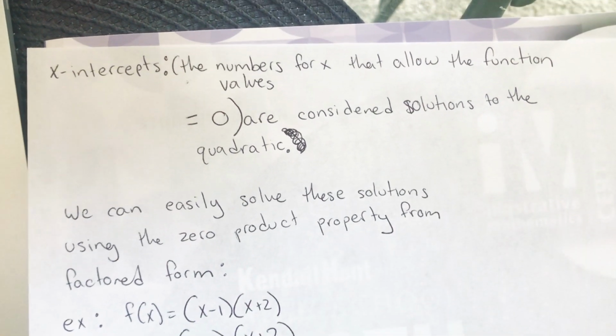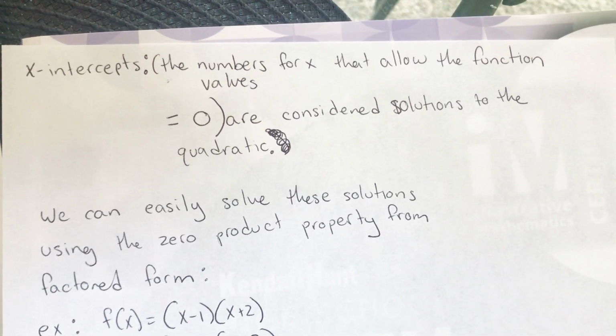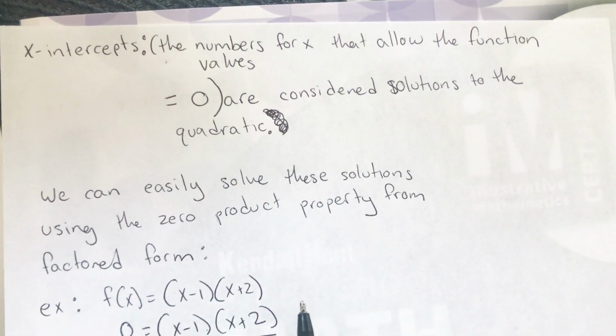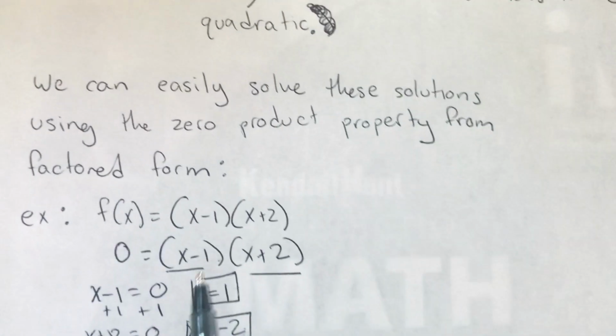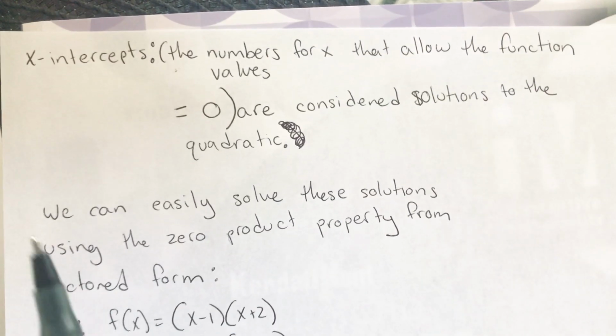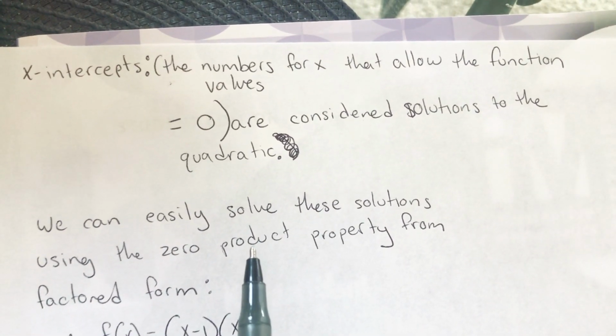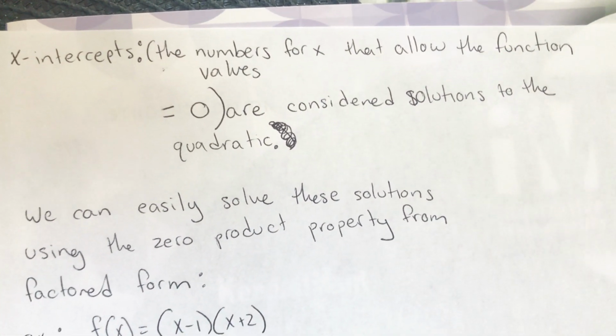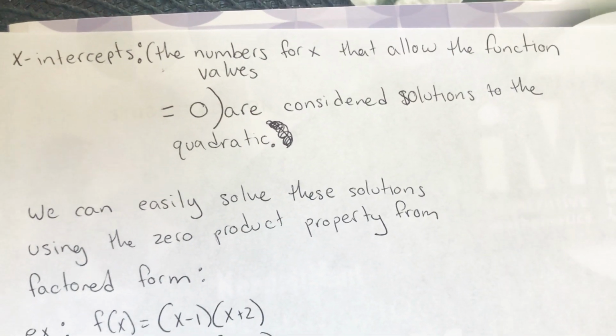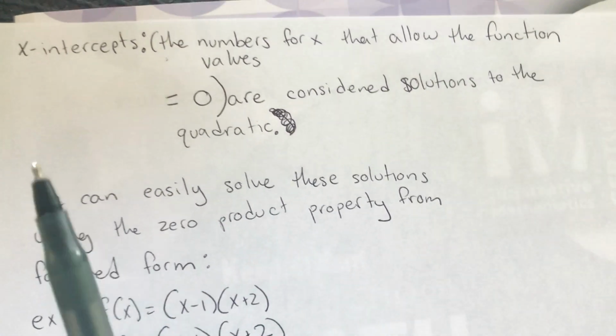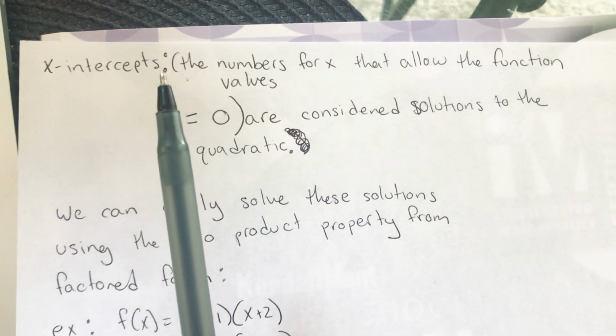Last lesson we learned how to find the solutions to a quadratic in factored form in particular. Here's an example, using the zero product property. So as a quick reminder before we jump into today's lesson, which is going to be similar, but we're going to learn another method to find solutions, I want us to reconsider what x-intercepts are.